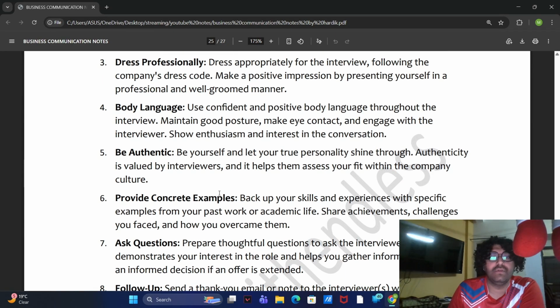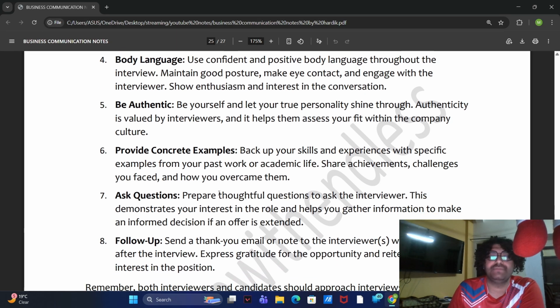Dress professionally. Dress appropriately for the interview. Following the company's dress code, make a positive impression by presenting yourself in a professional and well-groomed manner. Body language. Use confident and positive body language throughout the interview. Maintain good posture, make eye contact, and engage with the interviewer. Show enthusiasm and interest in the conversation.